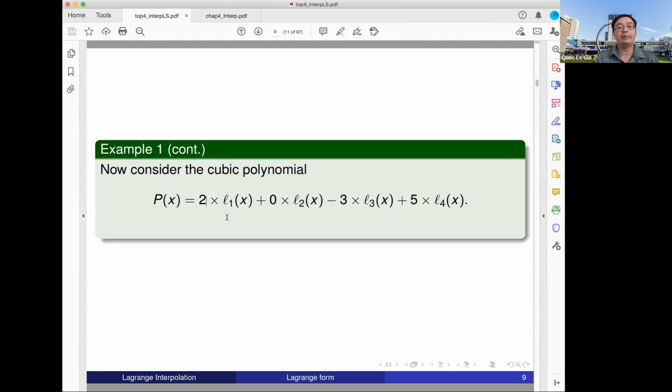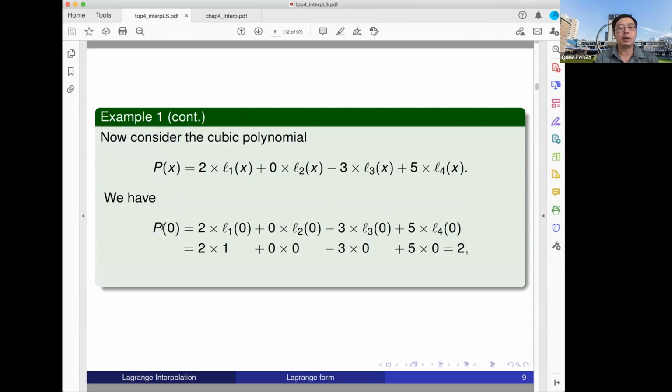So you can do the same. You see, that is how I check that. If I plug in 0, then L1 of 0, I got 1 here. Then L2 of 0, I got 0 here. Then L3 of 0, I got 0 here. L4 of 0, I got 0 here. So I got 2, and 2 is this value.